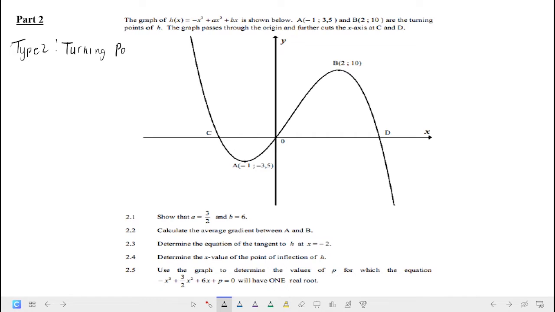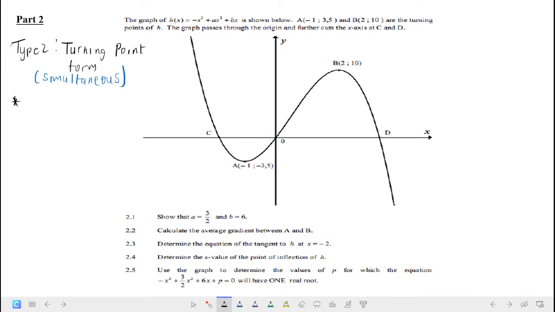Now the turning point form has its method. In the turning point form, we're going to apply simultaneous equations. This is important for you to understand: whenever you're given a cubic function and you see two turning points, it means it's going to be simultaneous equations. How you're going to apply the simultaneous equations, you're going to see when we're answering the question, right?